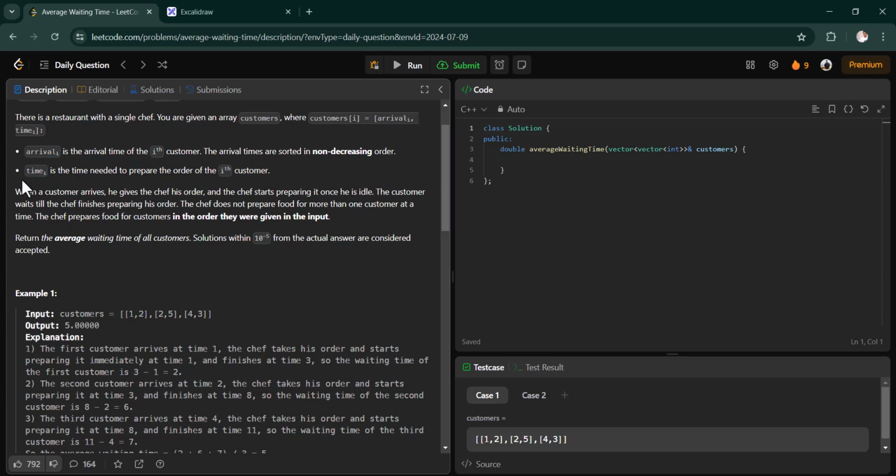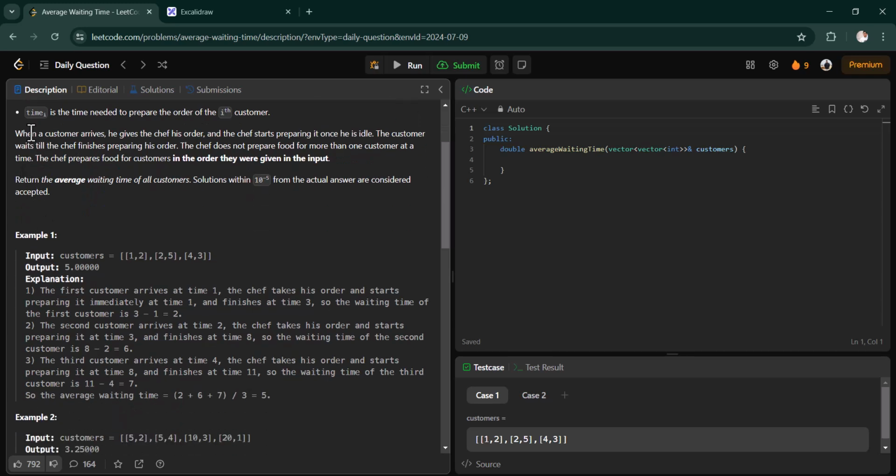So what else is given? When a customer arrives, he gives the chef his order, and the chef starts preparing it once he is idle. Whenever the customer arrives, he gives us the order. Simply put, the chef will prepare orders one at a time. He will not prepare orders in parallel. Once he finishes the previous order, he picks the next order, or he picks the order when he is idle.